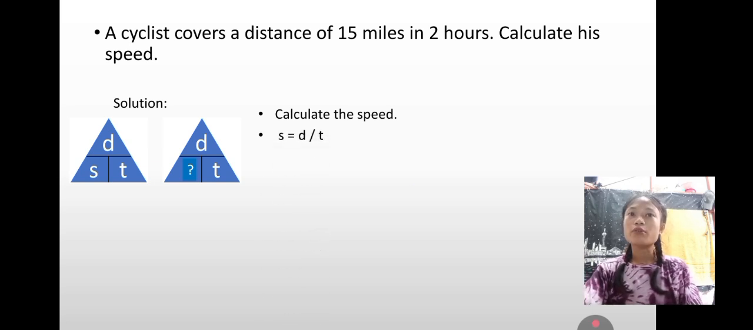Second step, write down the formula. So S is equal to D over T. We are going to find the speed, so the speed is a question mark. D over T, we copy it.